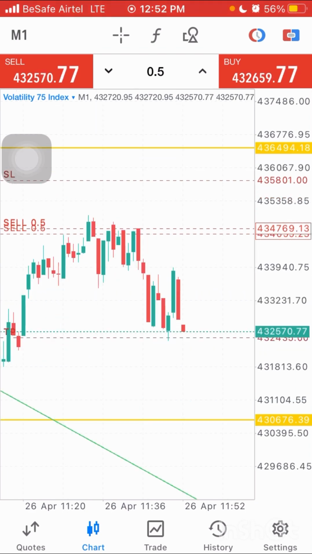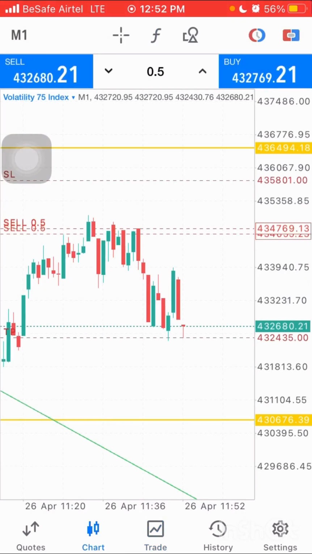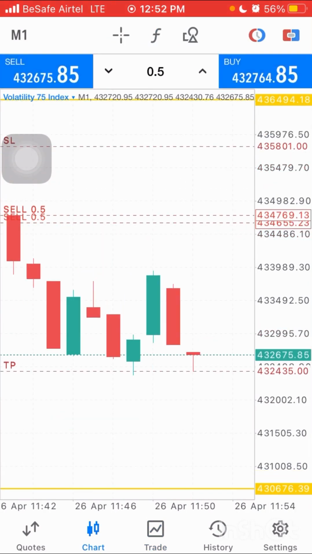So see, I'm close to hitting that same take profit again, and I've hit it again. Let's see if it closes. No, the trade is still on. Something must really be wrong with that position not closing.